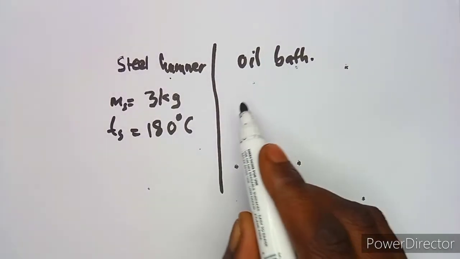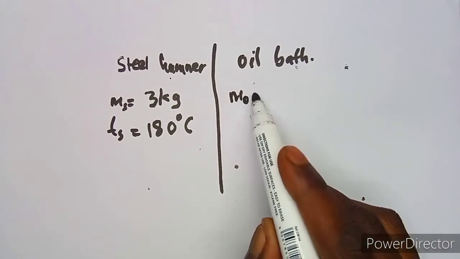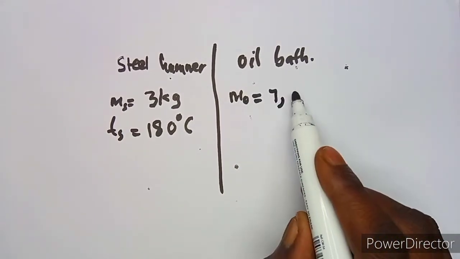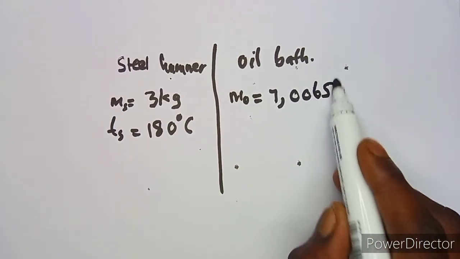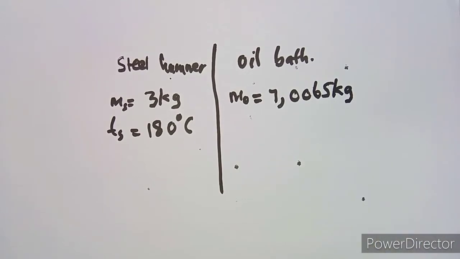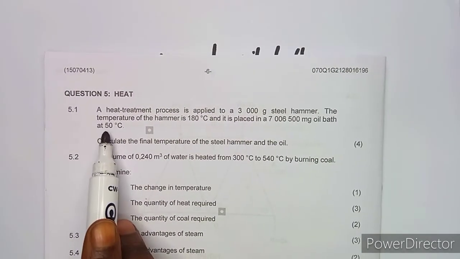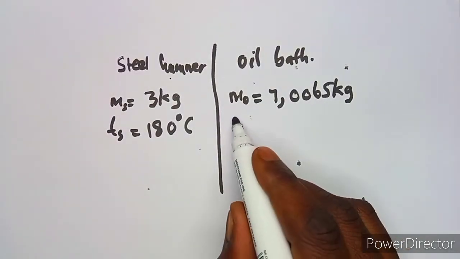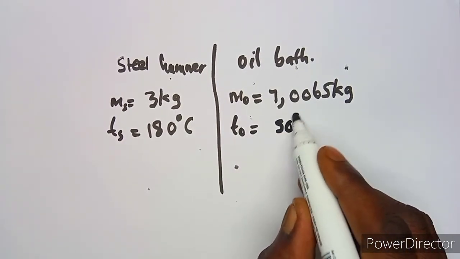So you're going to have the mass of the oil bath there. Let's just have M oil, which, if you divide by 1 million, you're going to obtain 7.0065. Now it's in kgs, because the mass should be in kgs. And the temperature of the oil bath is 50 degrees Celsius, which is the initial temperature of the oil bath.